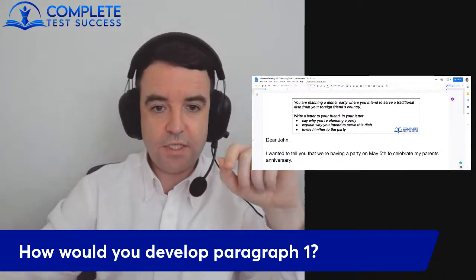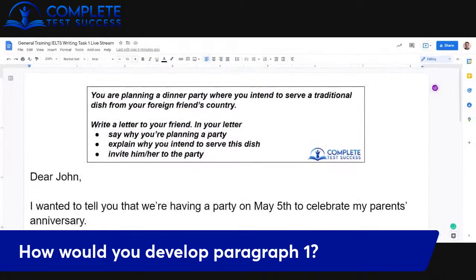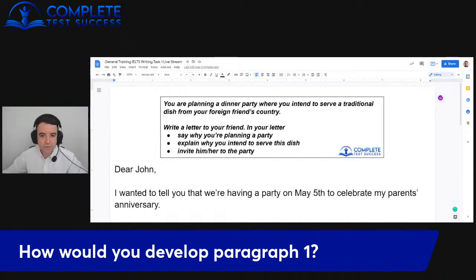So what you want to do, you see on the question, there are 3 prompts. The first one, say why you're planning a party. You just write 1 paragraph about that. Then the second prompt says, explain why you intend to serve this dish. That would be your second paragraph. Invite him or her to the party. That would be the third paragraph. So it's best not to mix up that information.